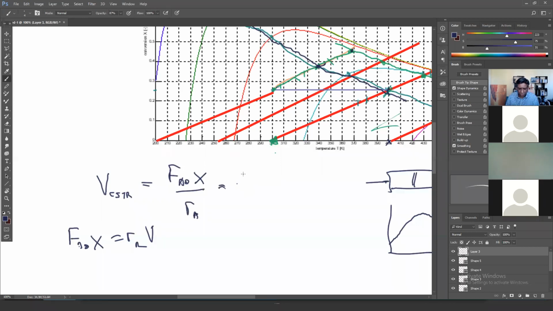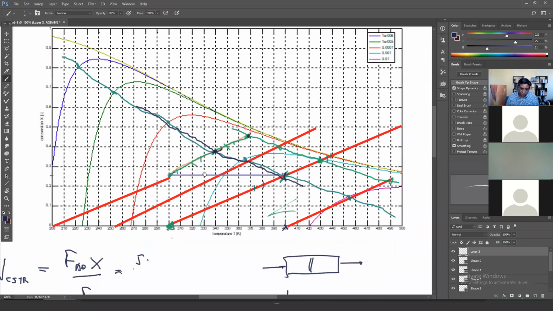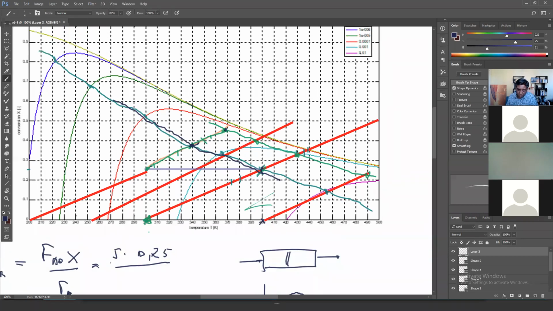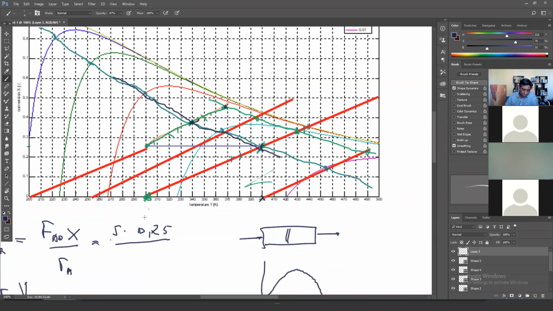And FA naught, I think, was given as 5 moles per second in the question. And then your X, you just say, I know I'm stopping here. I know my X here is 0.25. And then divided by RA. So you look at this point. Here it gets a bit tricky. You have to kind of imagine a logarithmically varying thing. So I would say this is about 0.008. So RA is 0.008.